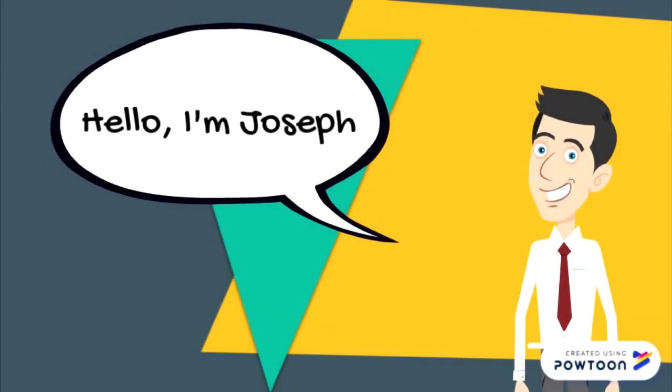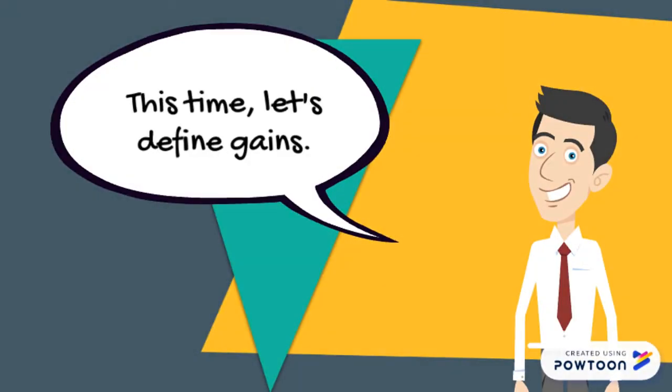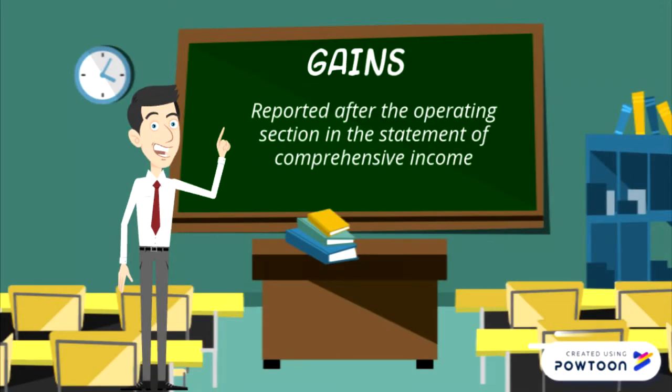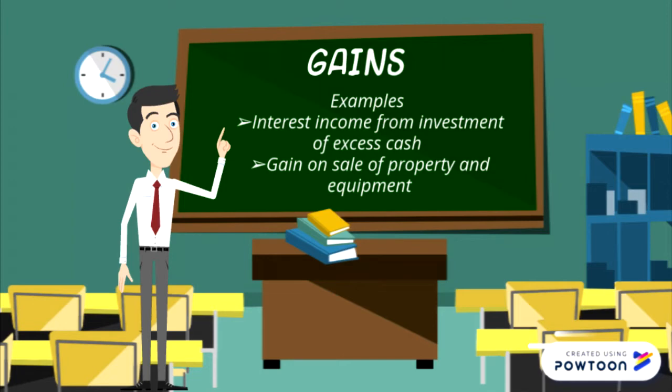Hi, I'm Joseph. This time, let's define gains. Gains are income derived from other activities of the business. It is reported after the operating section in Statement of Comprehensive Income. Examples are interest income from investment of excess cash and gain on sale of property and equipment.